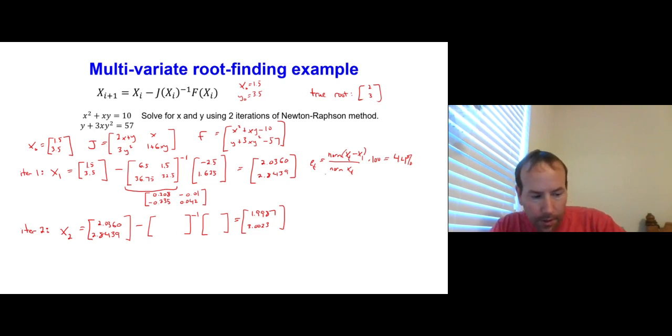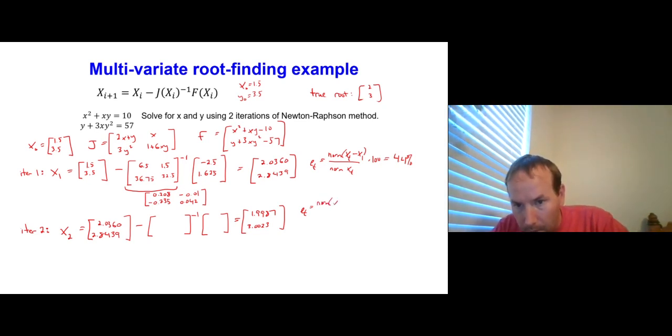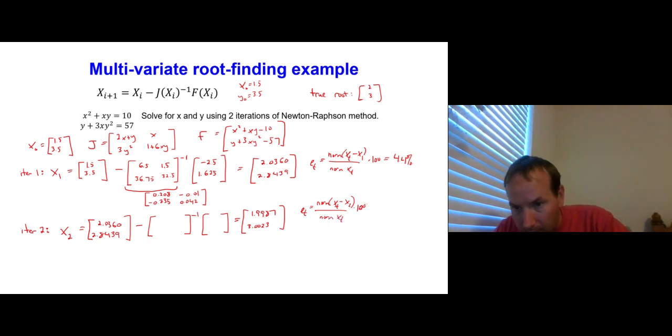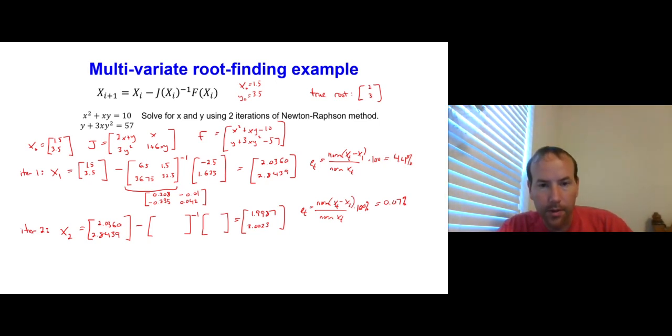Again, the true error in this case is the norm of x true minus x2, divided by the norm of x true, times 100%, and that equals 0.07%. So it got down very close in just 2 iterations.